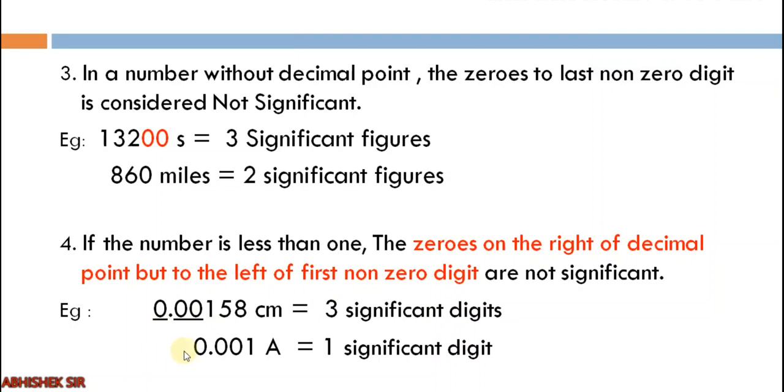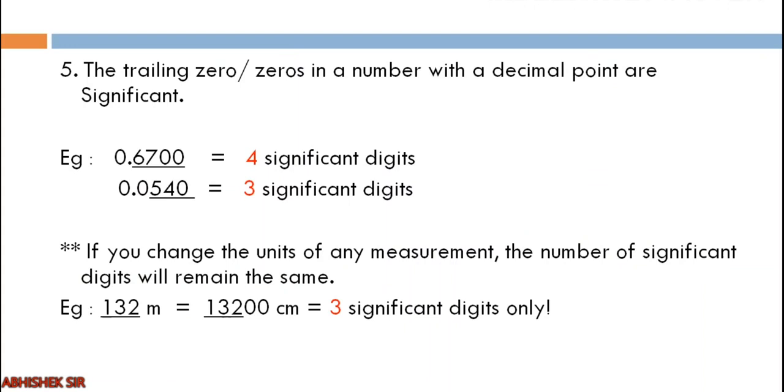Another example, electric current 0.001 ampere, only one non-zero digit is there. Apart from that, all the zeros after decimal will not be significant, right? So this rule is perfectly clear with the example. Now moving on to the last rule, the trailing zeros.